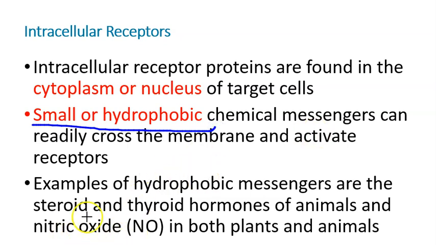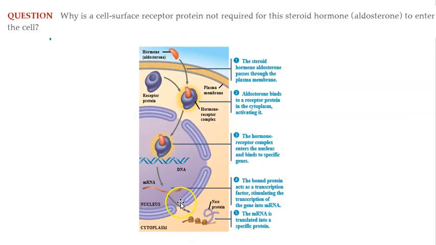So hydrophobic are the steroid hormones, thyroid hormones, and nitric oxide. All of those will go directly through the membrane like this. Aldosterone is a steroid hormone. You see right here, it diffuses right through, non-polar.